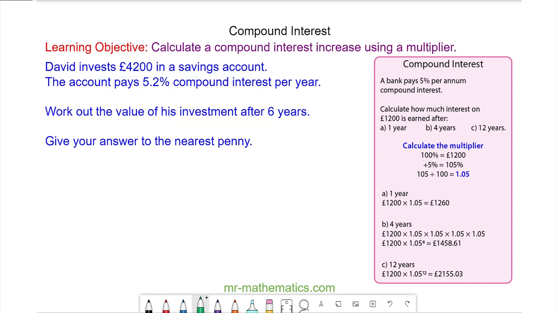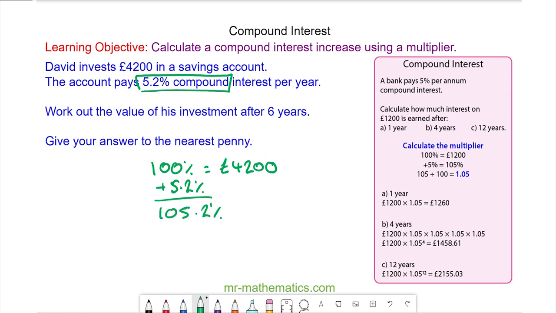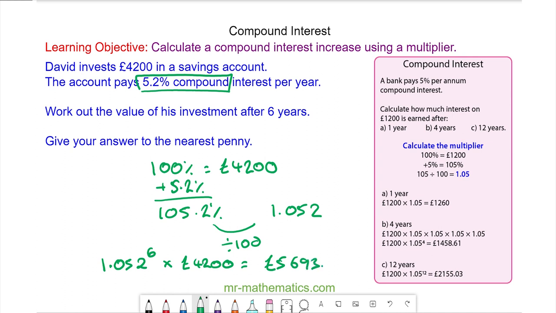So we begin by working out the multiplier. The original percentage is 100 and this is worth £4,200. We are adding on 5.2% compound interest. So we have 105.2%. As a multiplier, we divide this by 100. So we have 1.052. To work out the investment after 6 years, we have the multiplier raised to the power of a number of years, so to the power of 6, multiplied by the original £4,200. And this is £5,693.03.